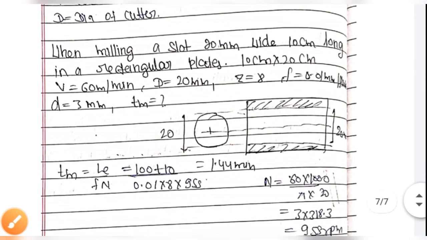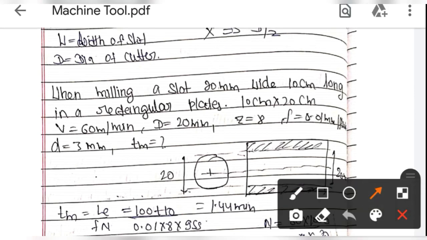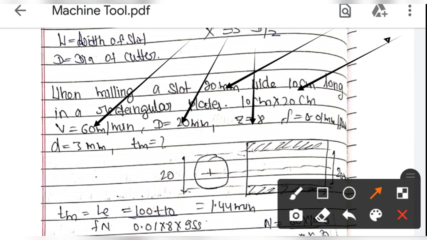Okay, so we'll look at one question. When milling a slot 20 mm wide, in a rectangular plate of 10 centimeter length and 20 centimeter width, velocity is given as 60 meter per minute, diameter of the cutter is 20 mm, number of teeth Z is 8, feed is given as 0.01 mm per tooth, and depth of cut is given. We need to find the machining time. This is the case of slot milling.